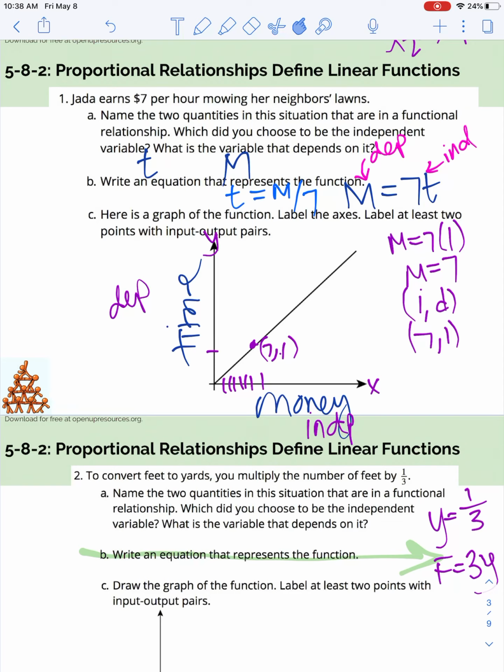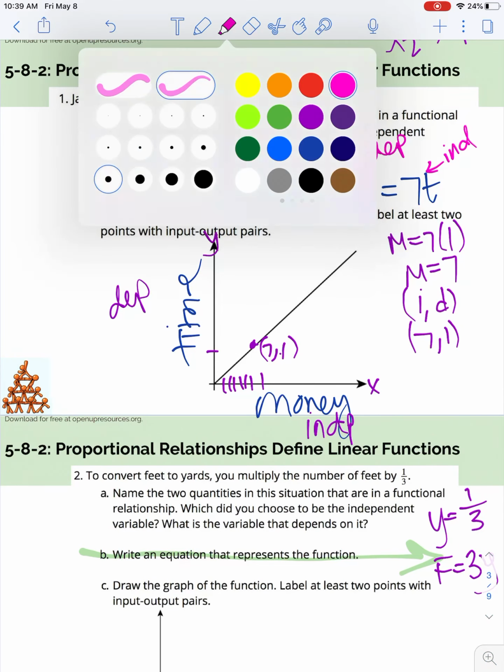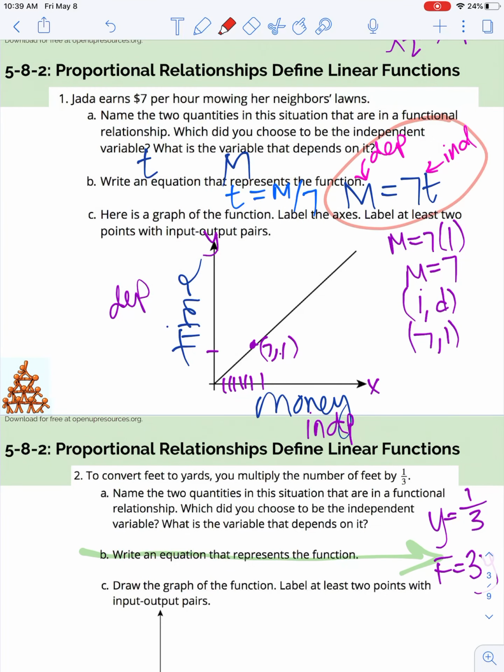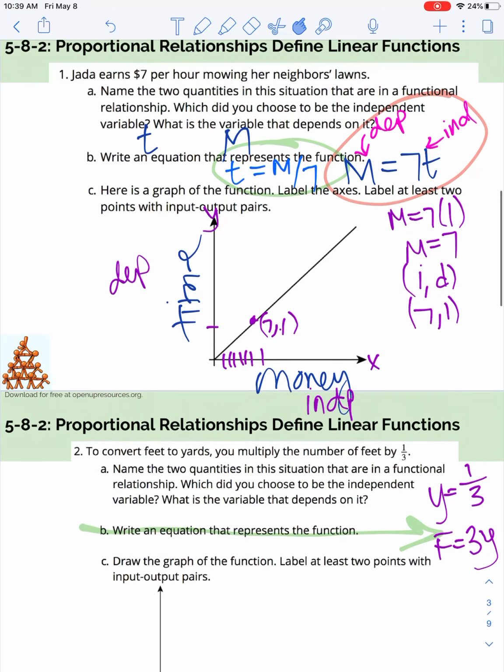And then if you look at B, I wrote two equations. One, I wrote money equals 7 times time, right? 7 times the amount of hours equals how much money she earned. Whatever is on the left side of the equals sign, which I circled in red, is dependent upon whatever is on the right side. If you move things around, like what I've done in the green circle, I moved it to make T the dependent variable. Either equation is correct. I don't care which one you use, whichever makes sense to you.